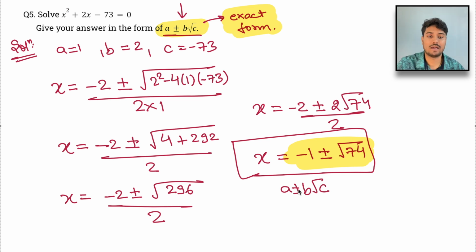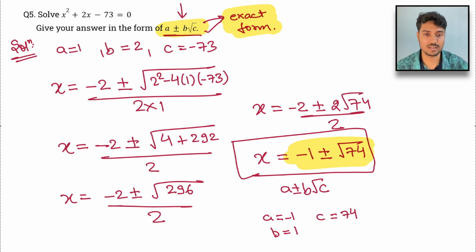In this question, they have not asked us to write down the value of a, b and c. Sometimes they also ask to write, after writing like this, write down the value of a, b and c, which are integers. So in that case, a will be negative 1, b will be your positive or negative 1, but leave the sign as it is. That means b will be 1 and c will be 74 like this. But this is only when it is asked. For now, in this case, this is the final answer.